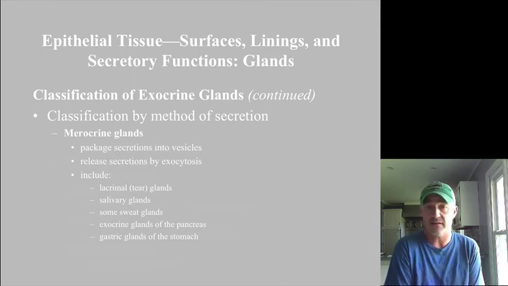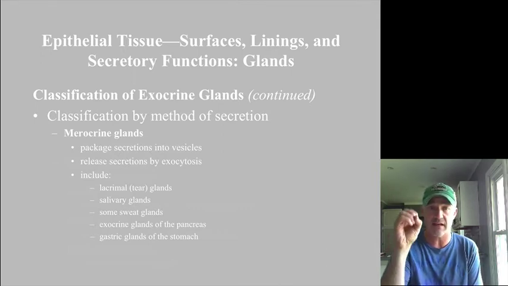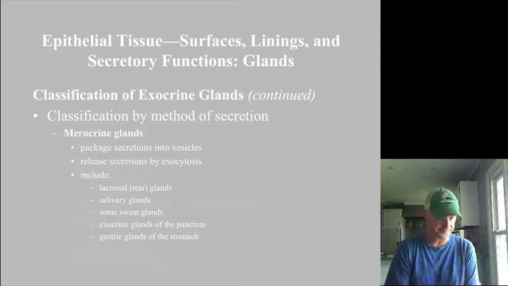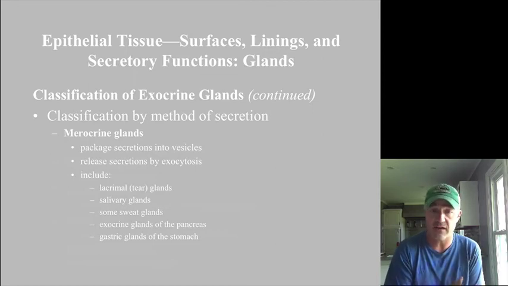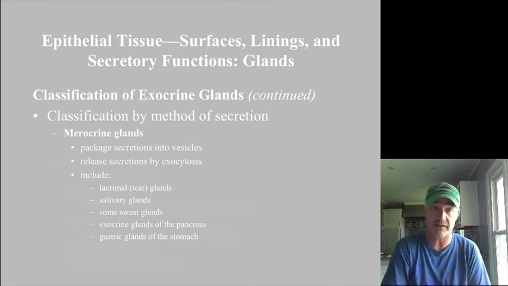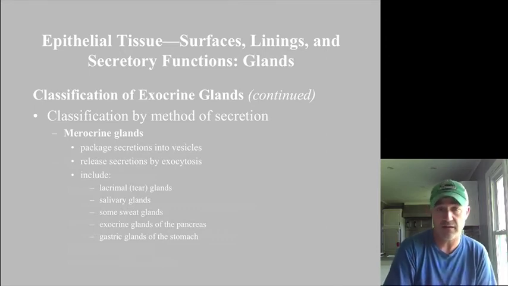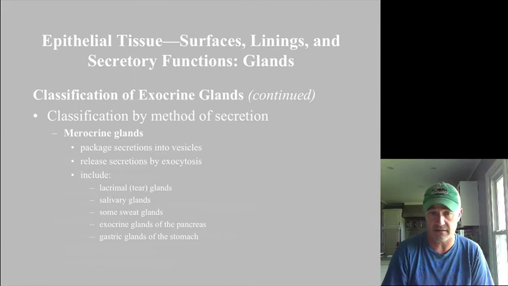With these, little vesicles are made inside the cell that go to the surface and open up, allowing whatever the secretion is to be released. Saliva, your normal thermoregulation sweat, does this. Tears, and a lot of other things like the pancreas and the gastric glands of the stomach do it this way.